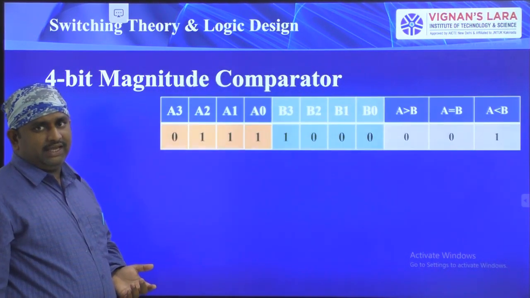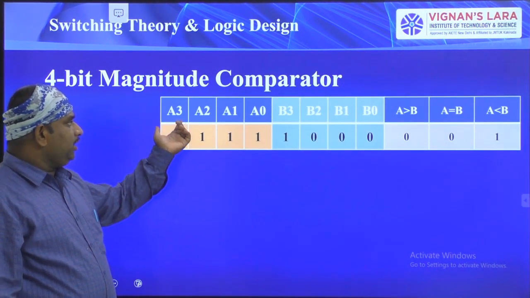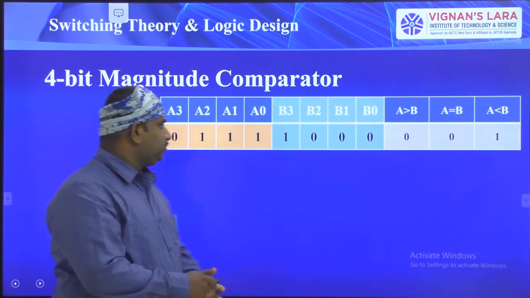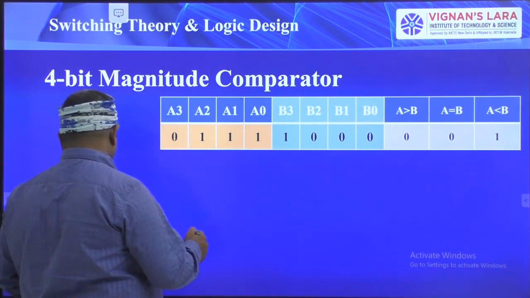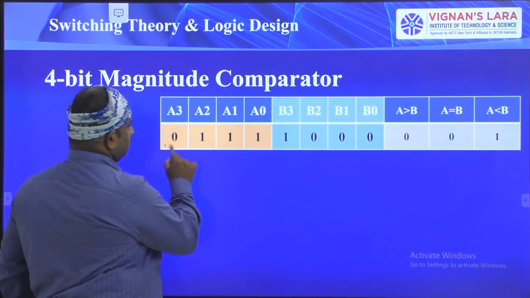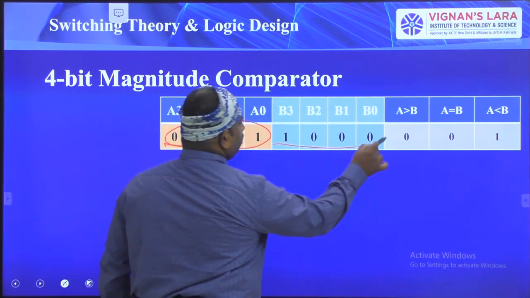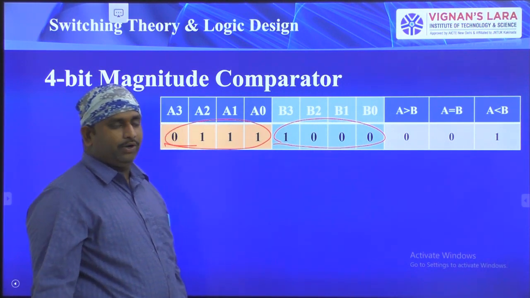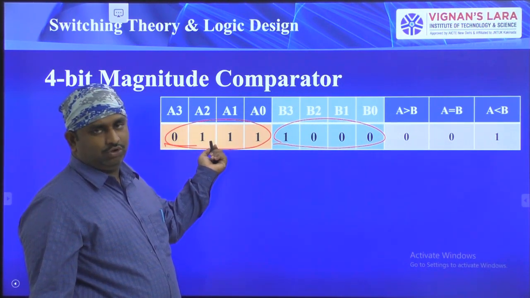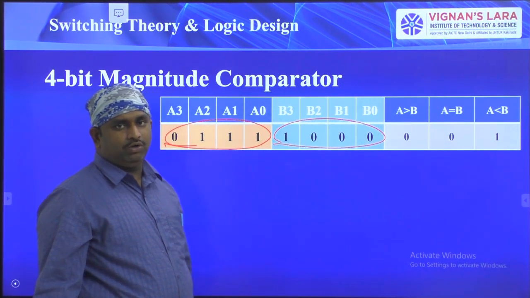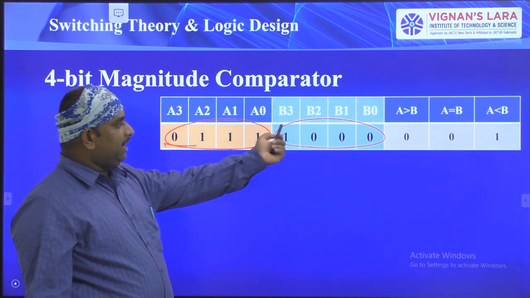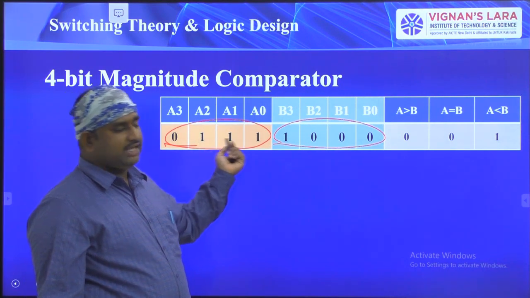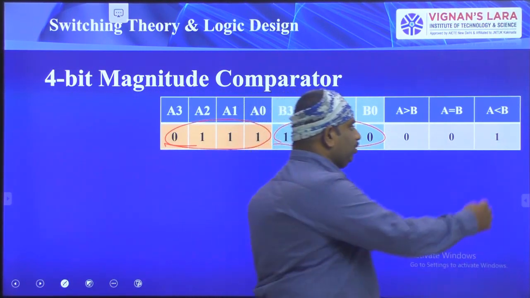See here, I have taken one more example. A is equal to 0111 and B is equal to 1000. So here I have taken two combinations. The first one is 0111 and B is equal to 1000. The value of this one is equal to 7. The value of this one is equal to 8. So you can say 8 is the bigger one and A is the lesser one. So that is, A is less than B. So A less than B is equal to 1.